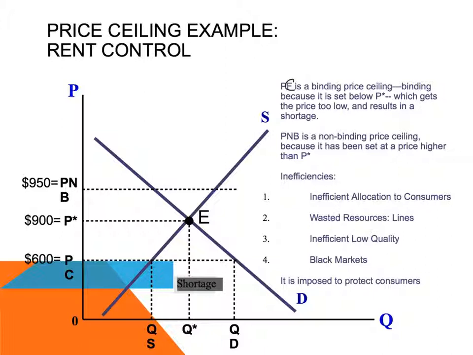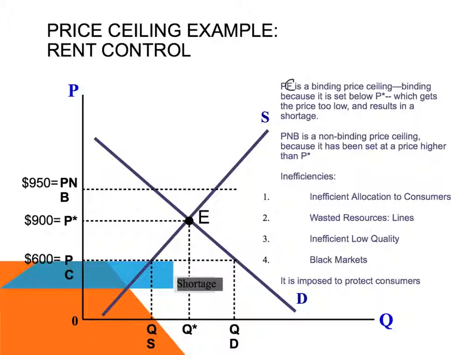Now let's take a look at what happens when the price ceiling is binding. So let's say the government says that in New York, the firms supplying apartments are only going to be able to charge up to $600. At that point, consumers are going to be demanding all these rooms or apartments, and firms are only going to be supplying this amount of apartments. And as a result, there is going to be a shortage of apartments.